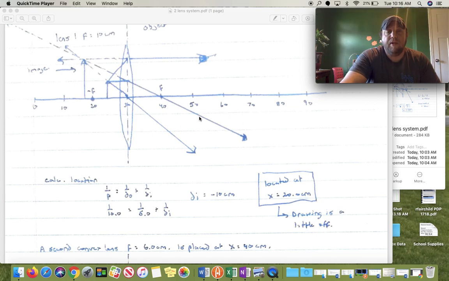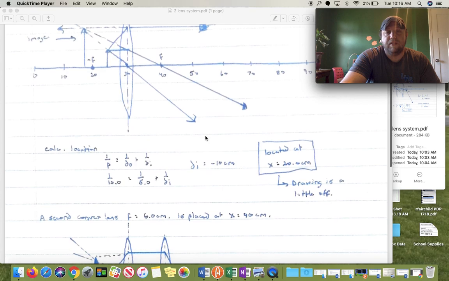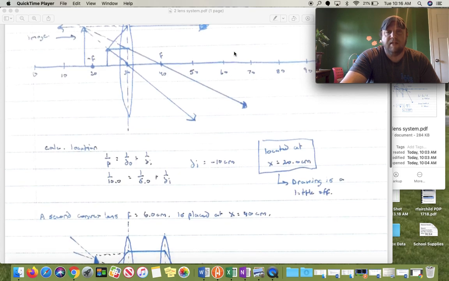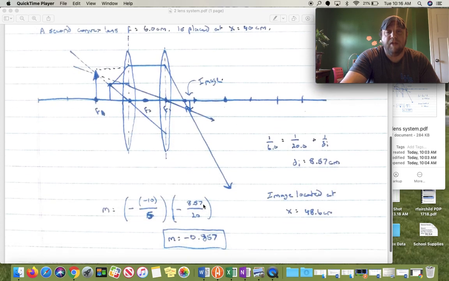We are now going to end up with a virtual object. Virtual object means that we're going to have to switch the sign on the object distance, and it's going to be a negative object distance since we're tracing it this direction. So that's just some food for thought there.